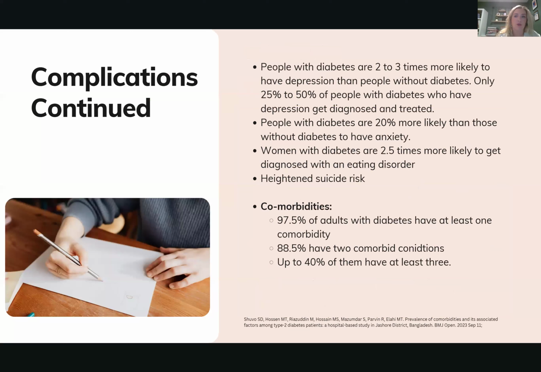So people with diabetes are 2 to 3 times more likely to have depression than people without diabetes. Only 25 to 50% of people with diabetes who have depression actually get diagnosed and are treated. People with diabetes are 20% more likely than those without diabetes to have anxiety. And I'll stop after those first two. This could be a whole presentation of why we are at such a higher risk and why it is such a high number for not getting the diagnosis and the treatment of depression or anxiety.